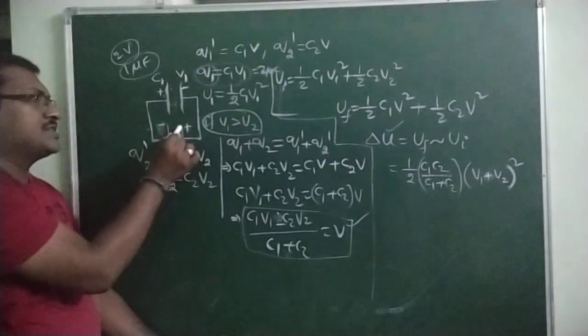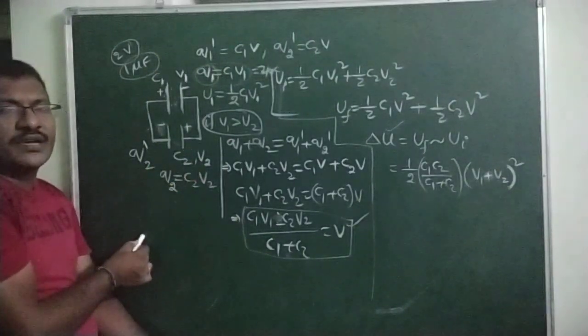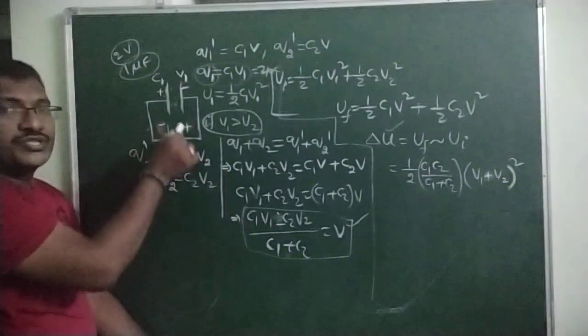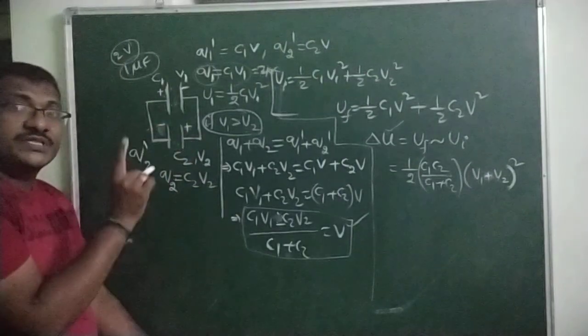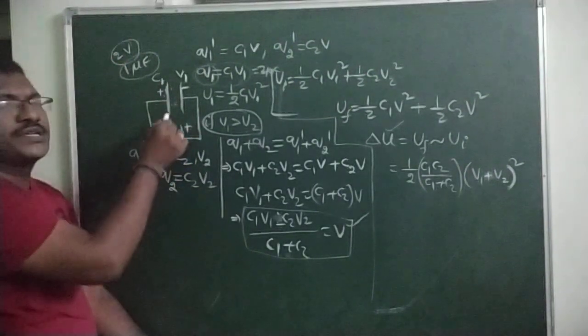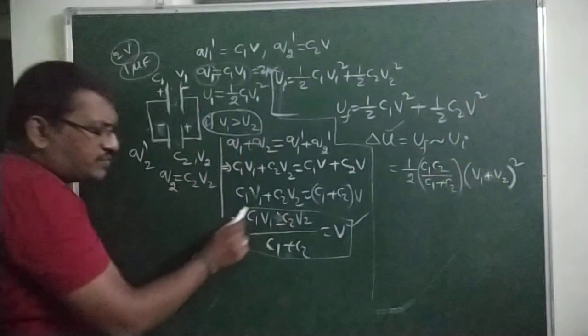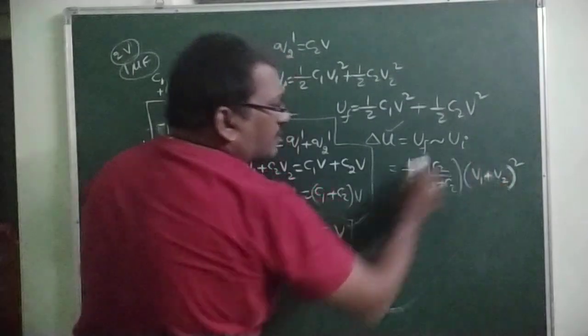That's why after connection some charge is on the second capacitor. What is the charge on the second capacitor, or what is the potential of the second capacitor? That means the common potential. In this process, when charge flows from here to here, some energy is lost. What is the loss of energy? By using these formulas you can simply calculate.